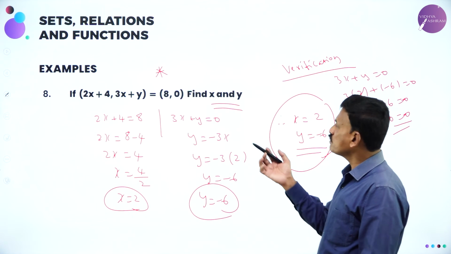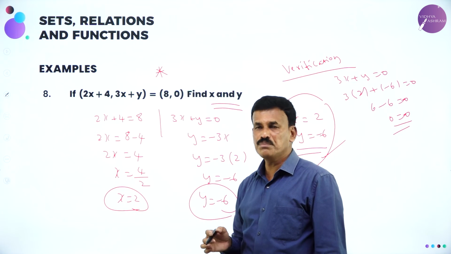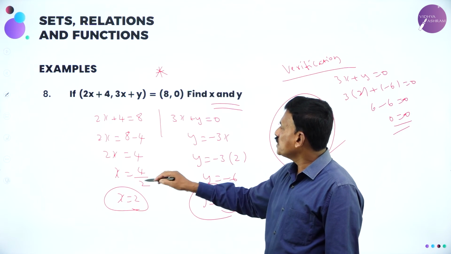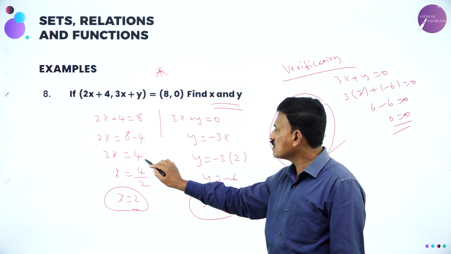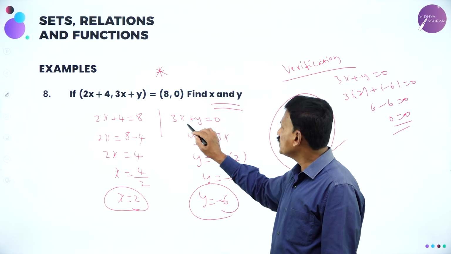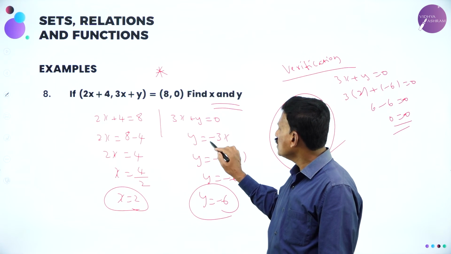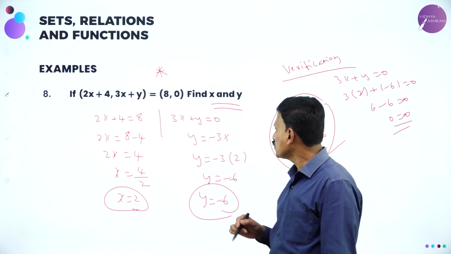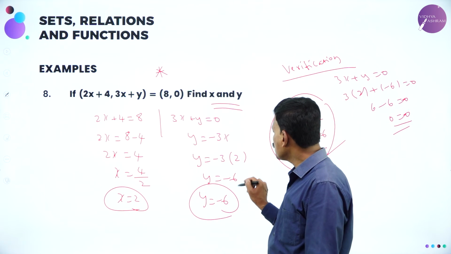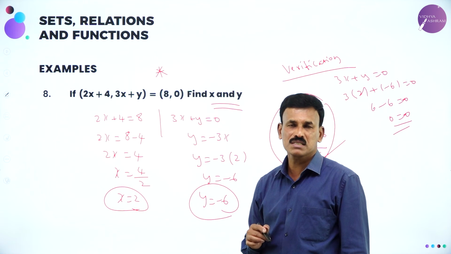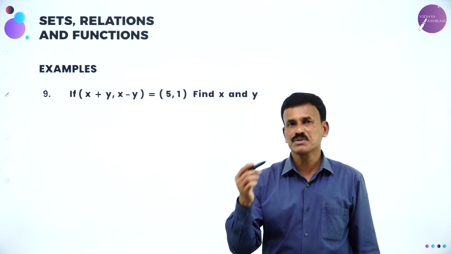That's it. So just by equality of ordered pairs, 2x + 4 = 8, 2x = 8 - 4, x = 4/2 = 2, and 3x + y = 0, y = -3x. Put x = 2, y = -3 into 2, which is -6. Let us come to the next problem.